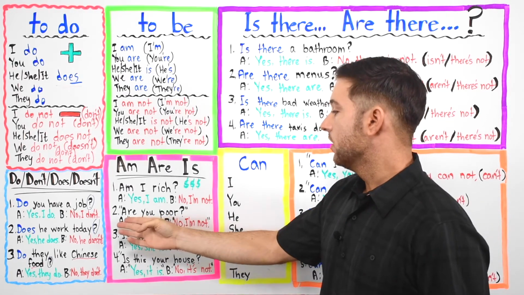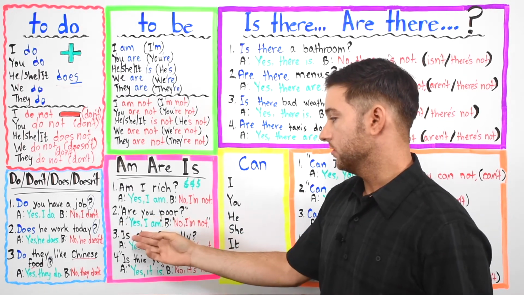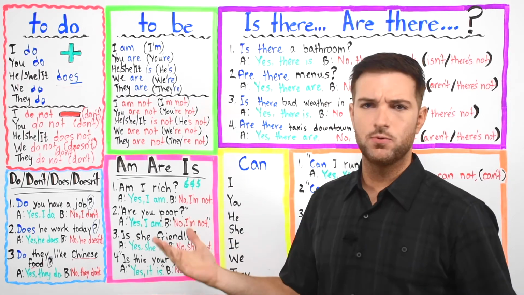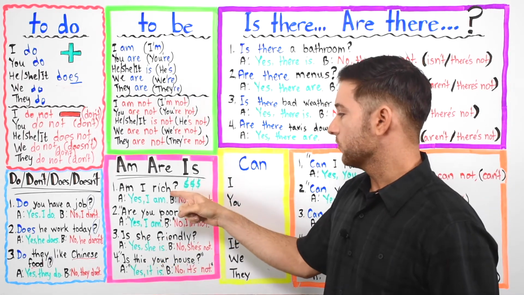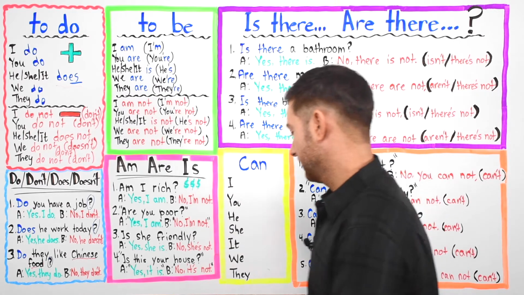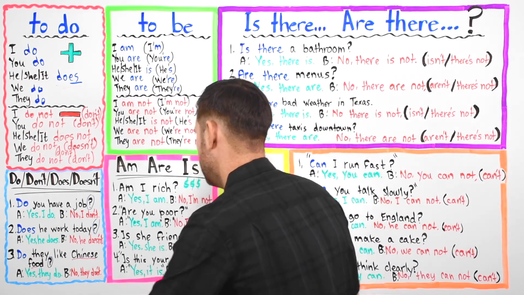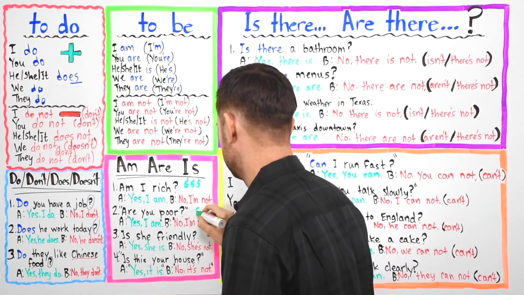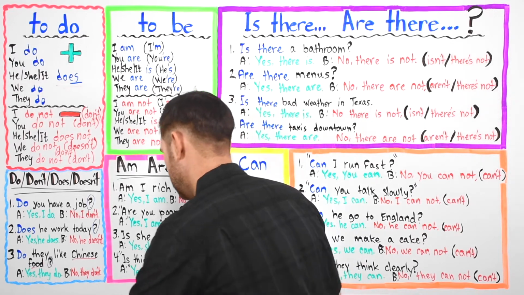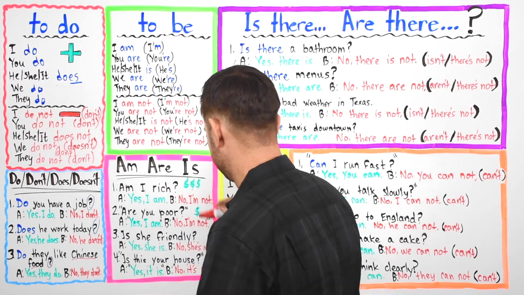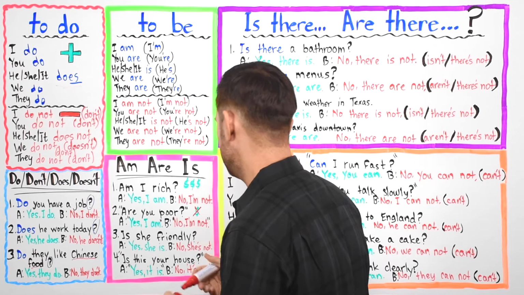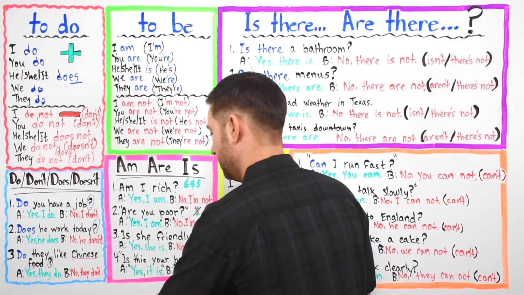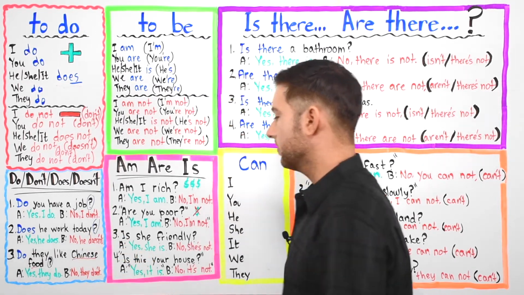Number two, are you poor? You could say, what does poor mean? Well, rich is when you have a lot of money. Poor is when you have no money. Poor is when you have zero money. So you could say, are you poor? You're asking a question.